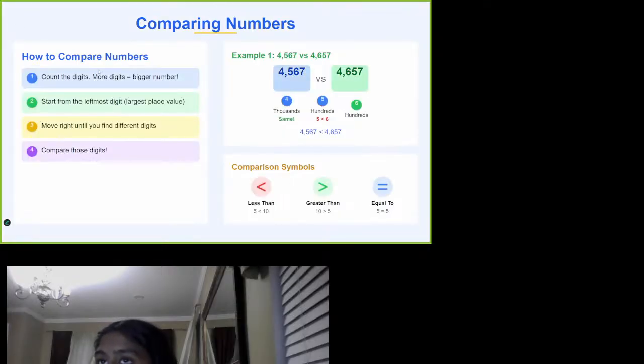So this is comparing numbers. To compare numbers, first you count the digits, and if there are more digits, then it means it's a bigger number. And you start from the leftmost digit, which is the largest place value, and then you read from left to right until you find the end of the digits, and then you compare those digits to the place value.